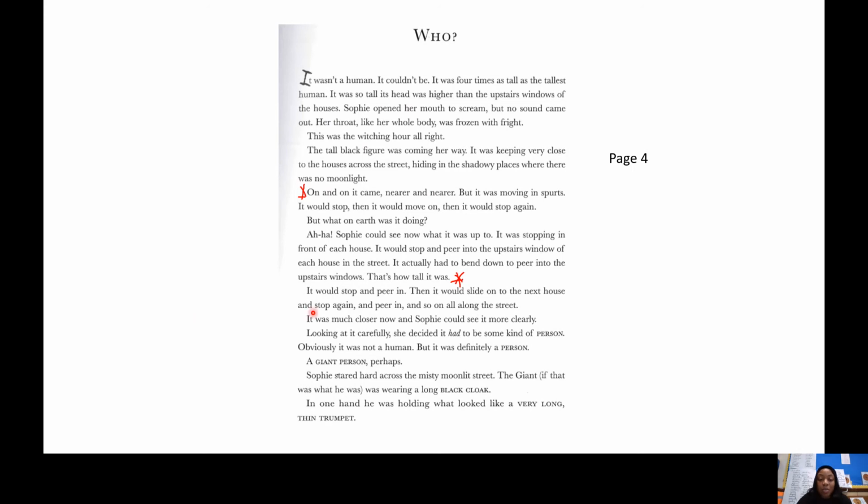Great work, let's continue. I'm going to read now. It would stop and peer in. Then it would slide on to the next house and stop again and peer in, and so on all along the street.